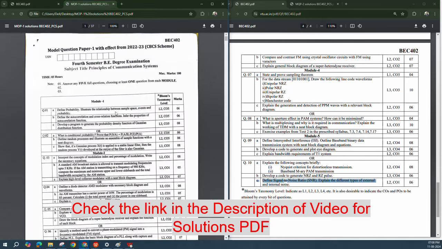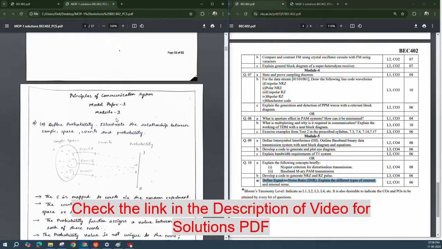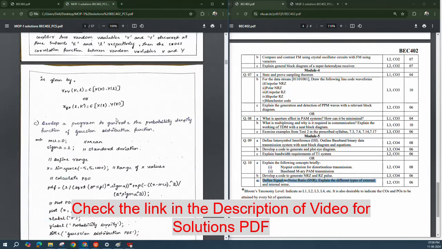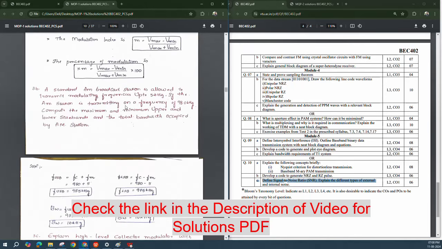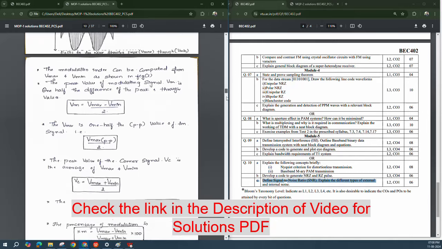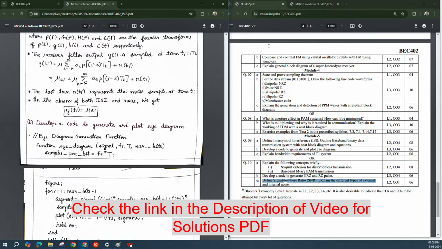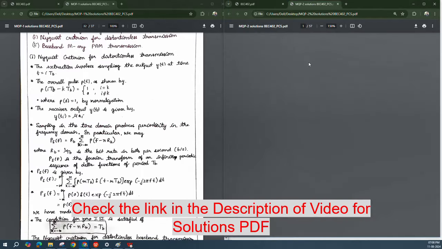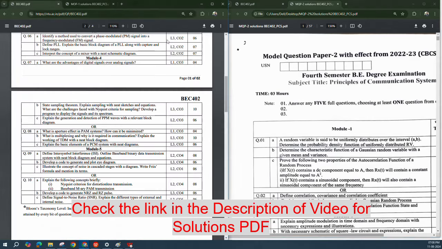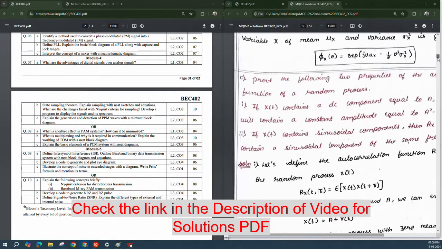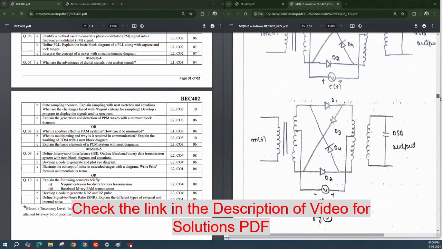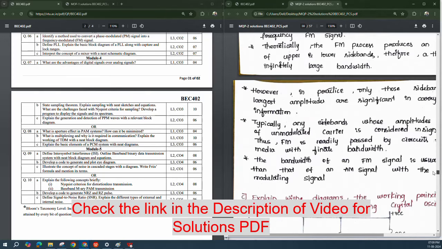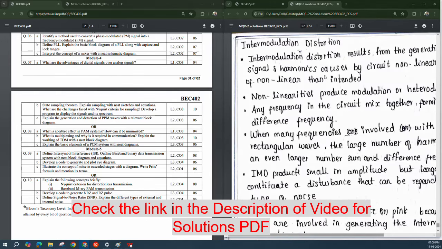The solutions to those are given over here. The link of this PDF is given in the description of this video. You can check the description and you can download these model paper 1 solutions completely and you can refer. And also the model paper 2 solutions are there. Okay, model paper 2 solutions are also there here. The PDF link is also given in the description to download this. You can go there and download this also and you can refer to this. It will be helpful for your exams.